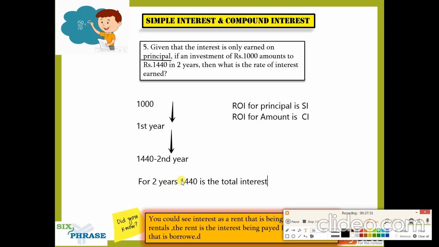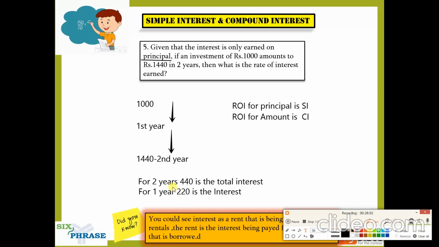Sorry, guys, it is actually 440. Just give me a minute. Yeah, it is 440. So for 2 years, 440 is the total interest, right? Because 1440 minus 1000 gives you 440. Now, what does it mean? For 2 years, if it is 440, for 1 year, what is the interest? For 1 year, the interest will be 220. 220 is the interest.